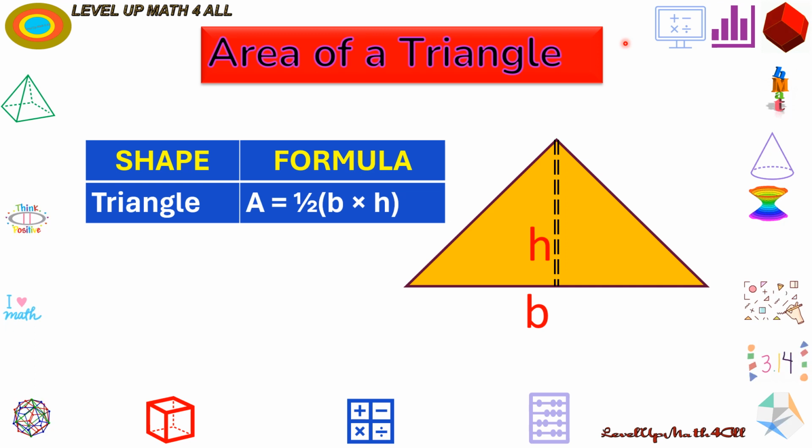B is nothing but the length of the base of the triangle. H is nothing but the height, that is the perpendicular distance from the base to the top. This is the top, right? And this is the base. And as we heard, there is a word perpendicular. It means it should be exactly straight and 90 degrees from top to the base.